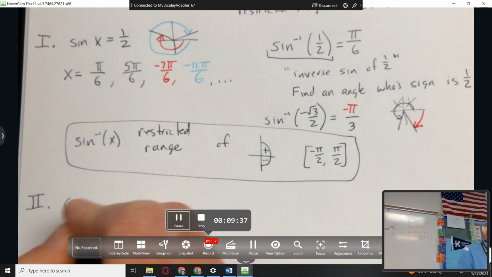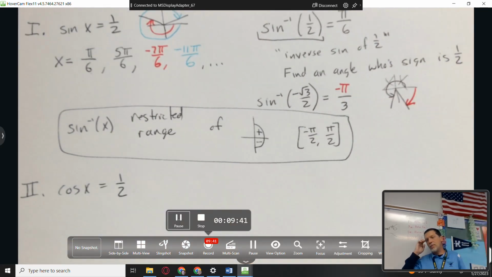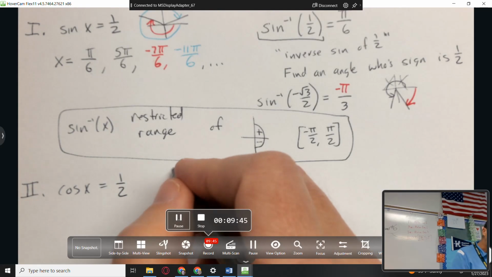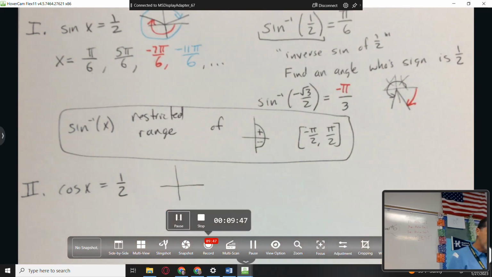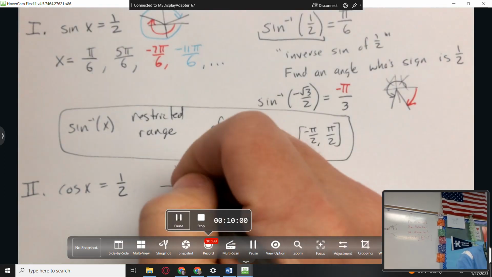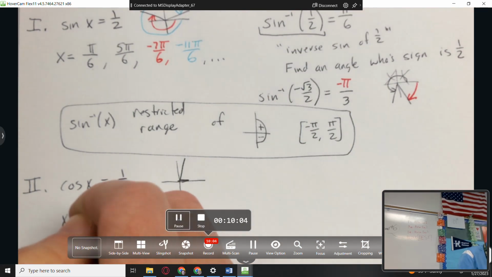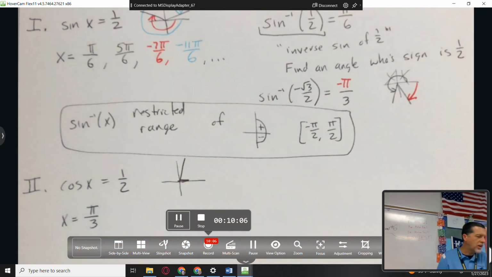All right, let's do the same thing with cosine of x equals 1/2. We'll walk through the same steps. We'll go a little quicker because we're kind of used to it. Where's the cosine equal to 1/2? Give me some. See, cosine's the x coordinate, 1/2 is the short side, so this is going to be a steep angle. So pi over 3.